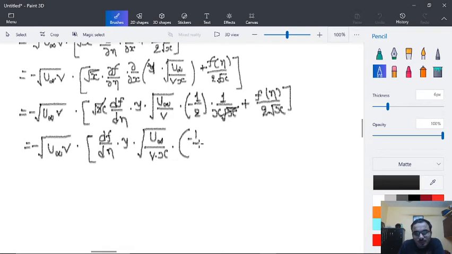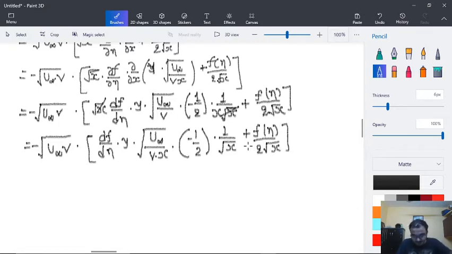minus 1 upon 2 into 1 divided by square root of x plus f of eta divided by 2 square root of x. So now what we can do here, if you see here, this term will be eta for us, including this here, this will be eta for us.